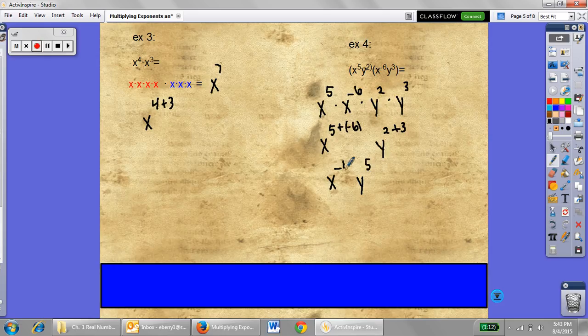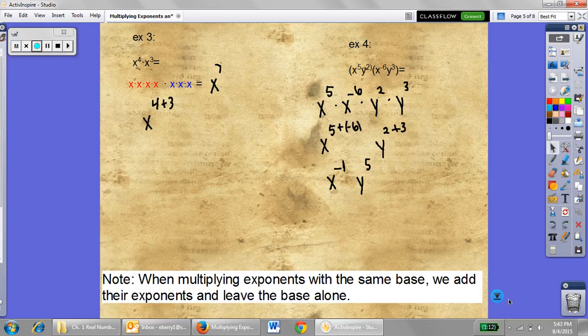Let's go ahead and write this note down so that we remember how to multiply exponents with the same base. We add their exponents and we leave the base alone.